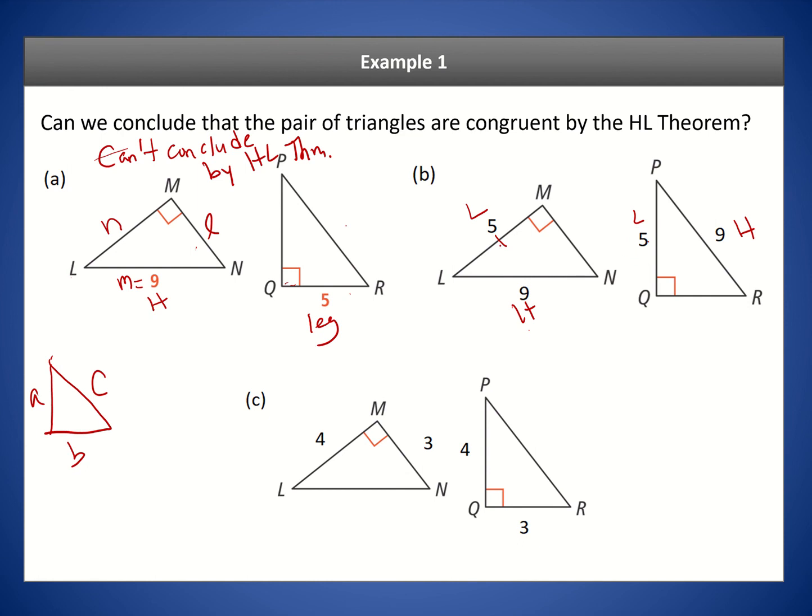So if you look at this triangle, well, this leg corresponds to the leg that is basically the leg that is sort of like opposite of the angle, like directly opposite, like this. So yes, this is the same triangle basically. So by the HL theorem, these two are congruent. Okay, so congruent by HL theorem. Now for C, we have a leg and a leg, a leg and a leg.